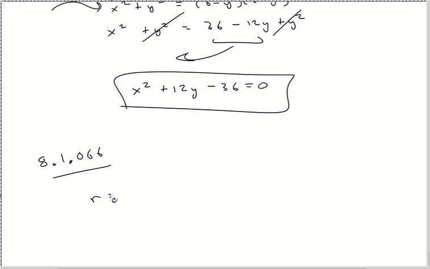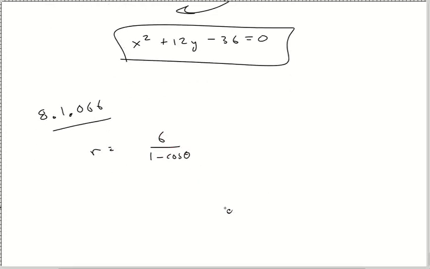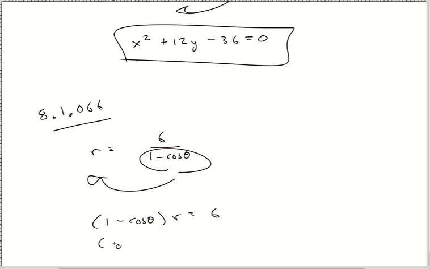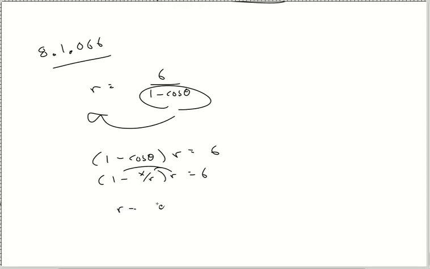066. I got r is equal to 6 over 1 minus cosine theta. This is basically the same as last time. I'm going to move this guy over. 1 minus cosine times r. I can convert that cosine to x over r. Distribute your r to get r minus x is equal to 6. Move the x over. So I got r equals x plus 6.